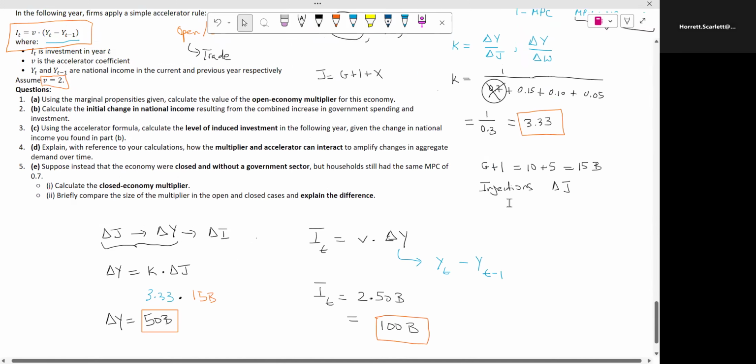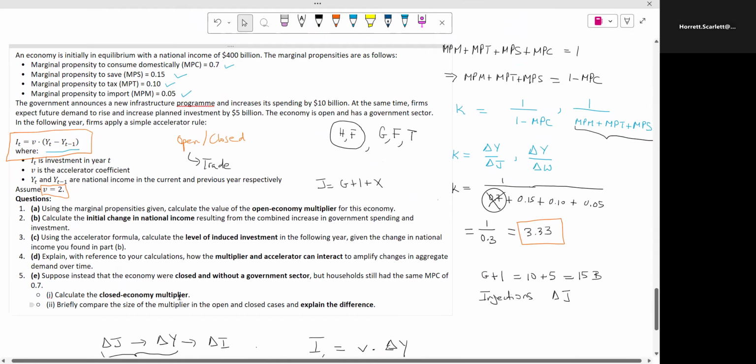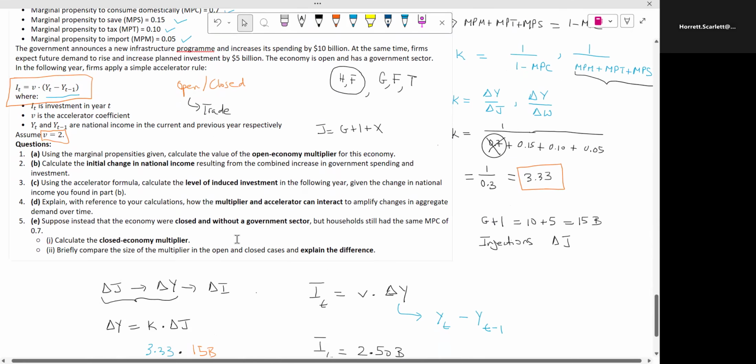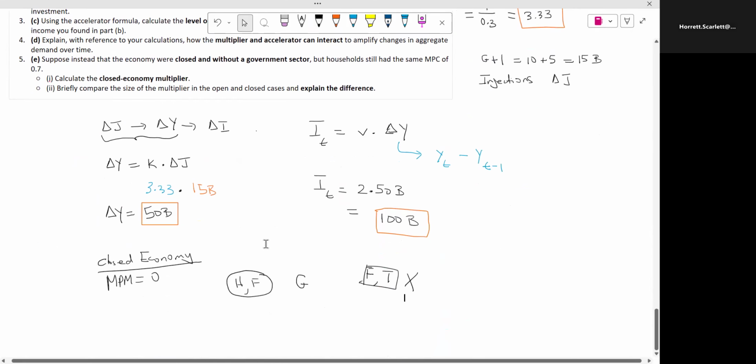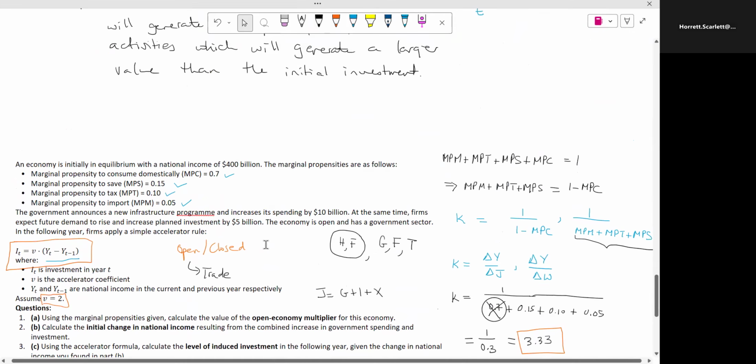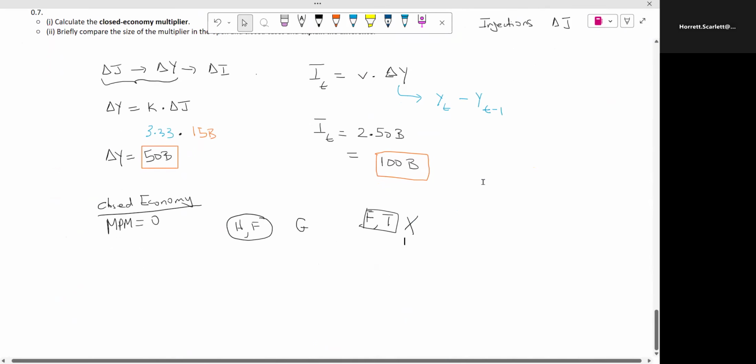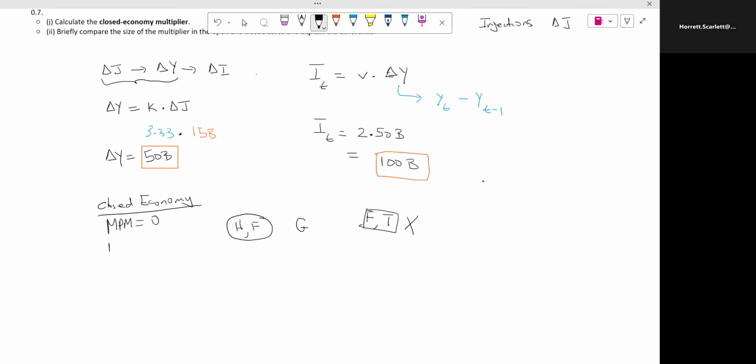Now, we are told here there's no government sector. So if there's no government sector, then it means that the marginal propensity for taxes is also going to be zero. Oh, so let me put that. So that was my bad. So this is also going to be zero. So it therefore means that we can't account for the government either. So these two components are zero.